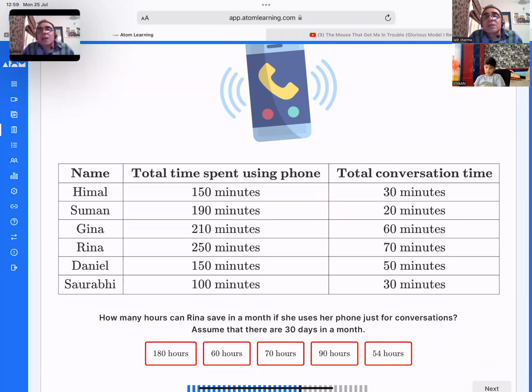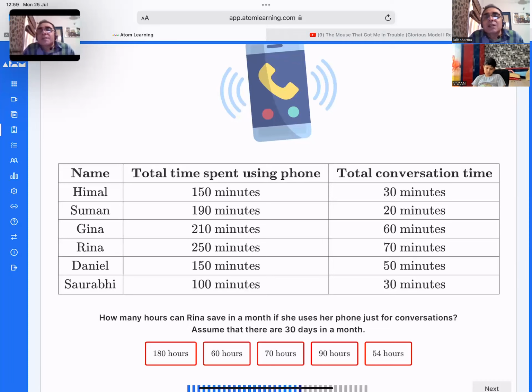Total time spent using the phone is 250 minutes for her. But the question says, how many hours can Rina save in a month? If she uses her phone just for conversation, that is only 70 minutes per day. A month for... So she can save 180 hours. 180 hours she can save.